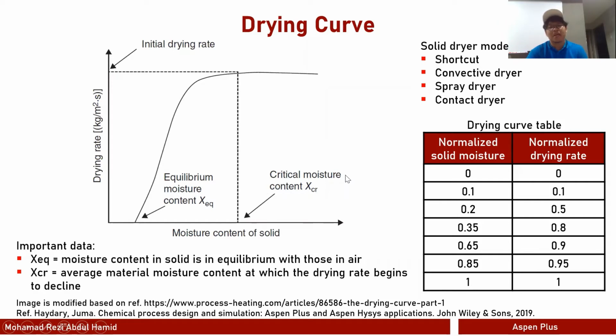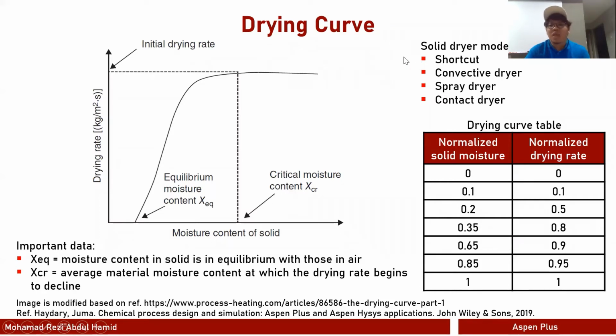What does it mean? Critical moisture content means the content of moisture in the solid when the drying rate begins to decline. And then another one is the equilibrium moisture content, meaning the moisture content in the solid that is in equilibrium with that in the air.